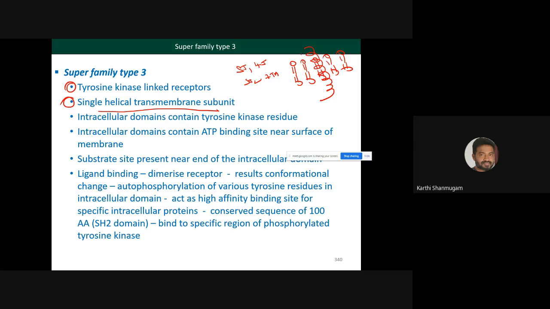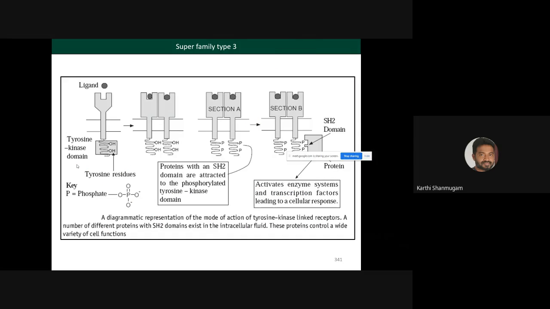As I said, it has two functions. One is that it acts as a receptor. We know the function of a receptor is receiving information from outside the cell and transferring that information inside the cell. It also has another function: it has the function of an enzyme. This is the only superfamily which has enzyme function in the intracellular region. Now we will see the general mechanism of this superfamily.